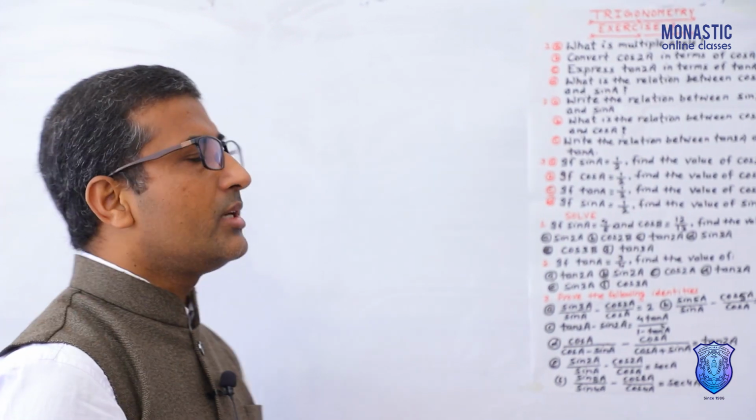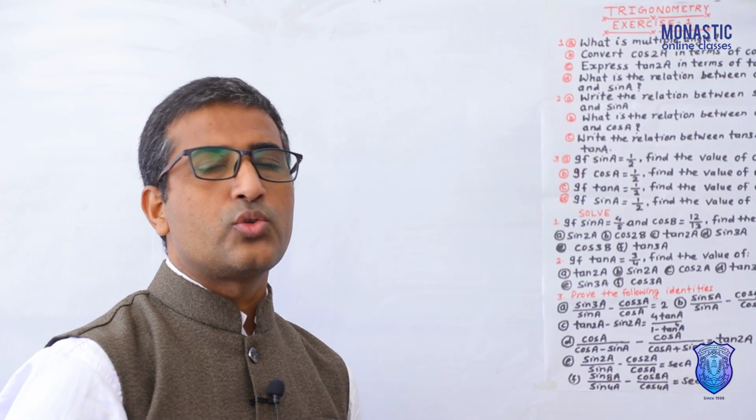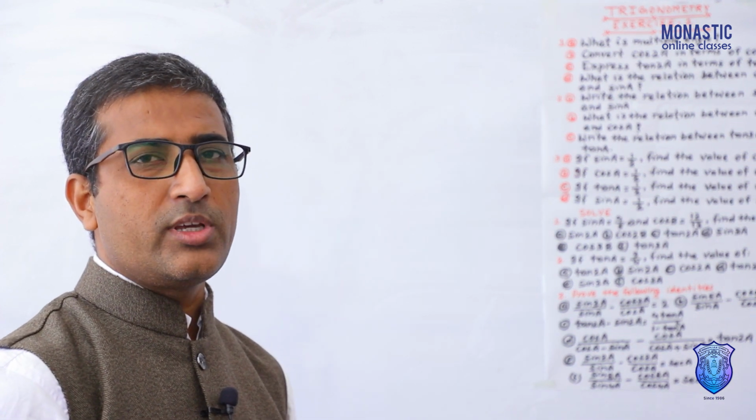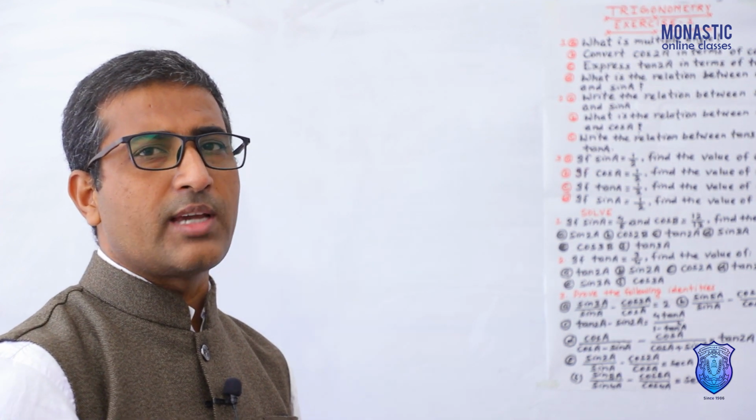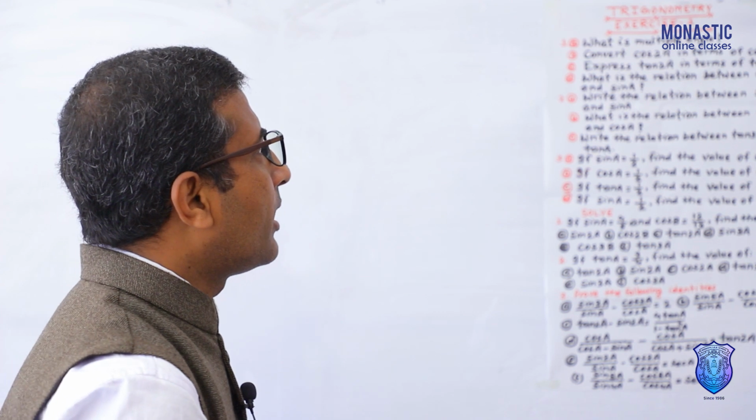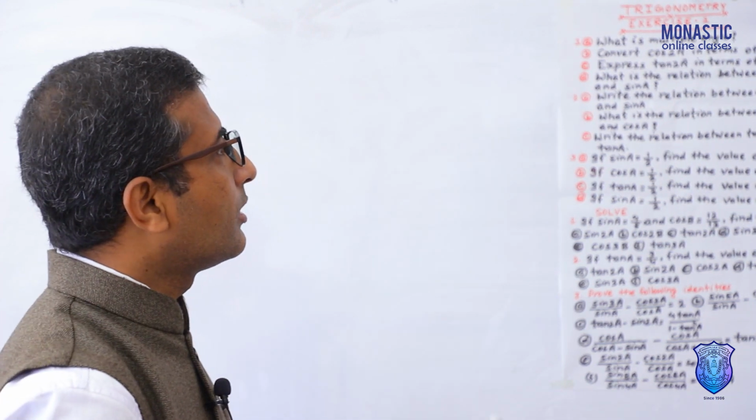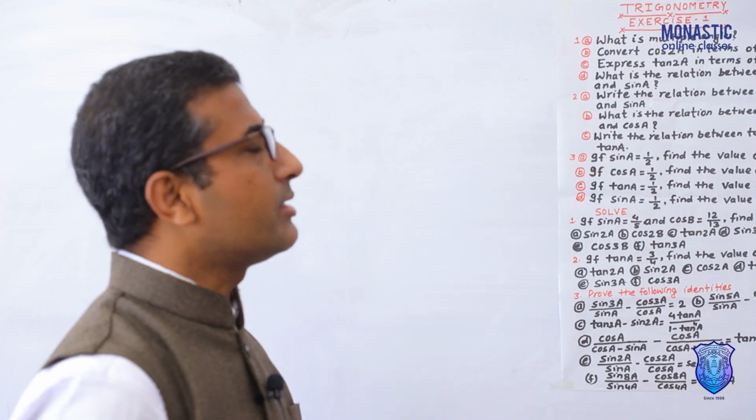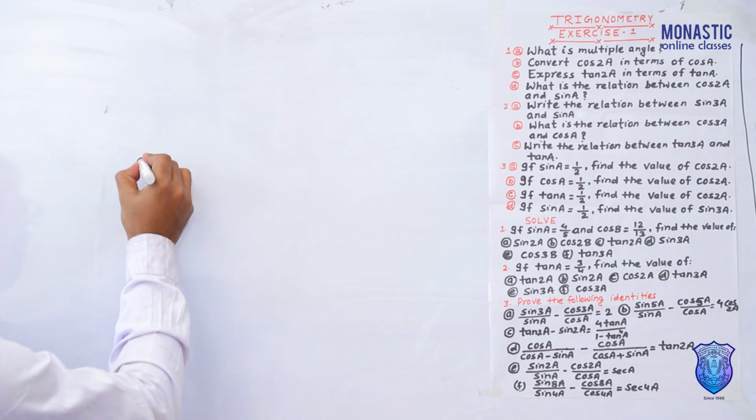Let A be any angle, then 2A, 3A, 4A, and so on are called multiple angles of A. I think you are able to define this. Now start with question number 2.